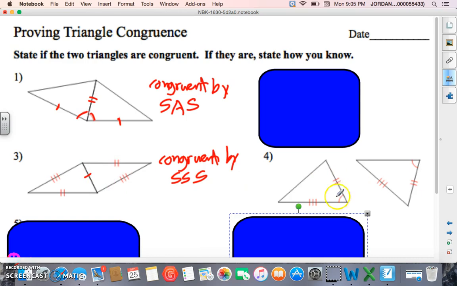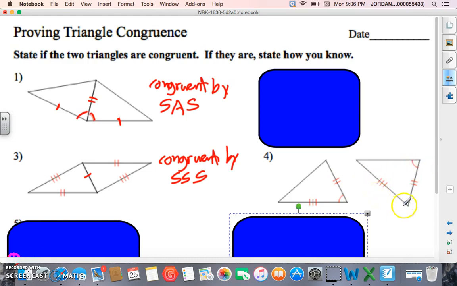Right, let's look at one more. This one's got 2 marks and 2 marks. And then this angle right here is congruent to that angle right there, and this side right here is congruent to this side right here. Right, so looking at it, you might say, okay, well, that's side, angle, side. This side, that angle, that side. This side, that angle, that side.